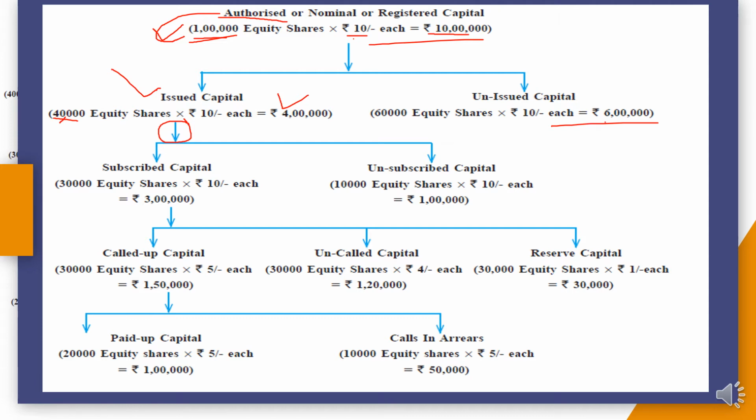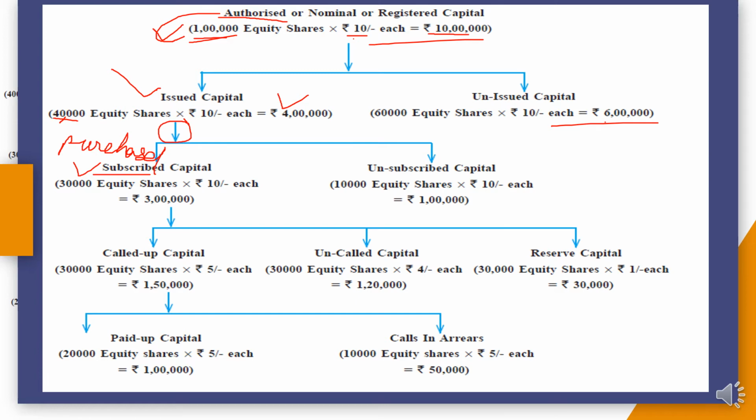Say for example, what do you mean by subscribe? Subscribe means purchased by the public. Even though the company has issued 40,000 shares, it is not compulsory that all the shares will be sold in the market. So out of 40,000, how many shares are bought by the public, how many shares are purchased by the public, that will be known as subscribed capital. So out of 40,000, if 30,000 equity shares are purchased by the people in the market, it is known as subscribed or purchased capital, students.